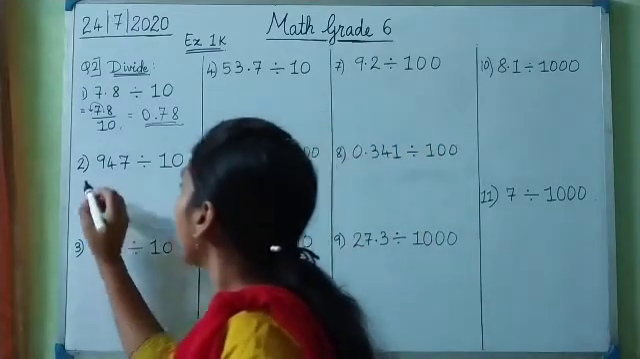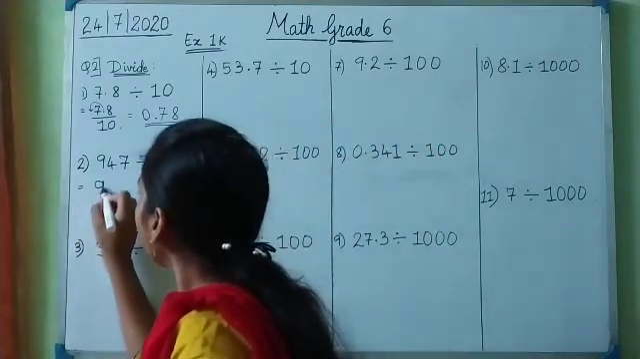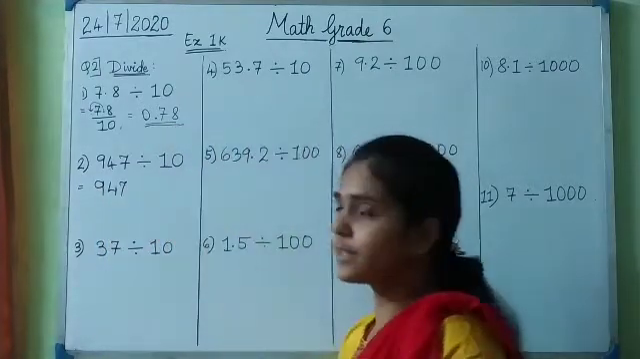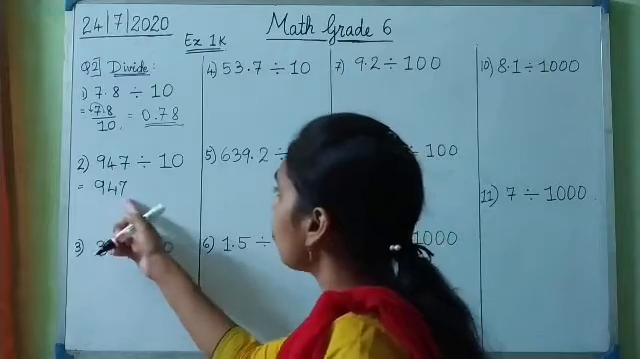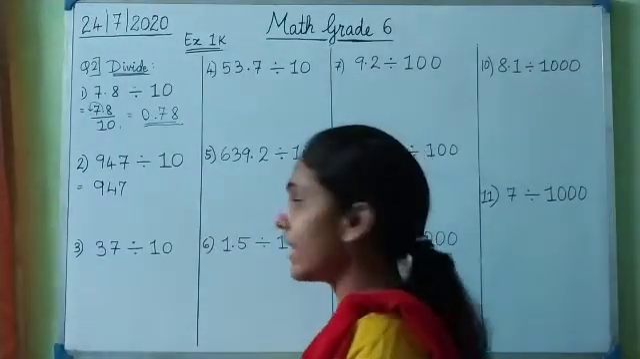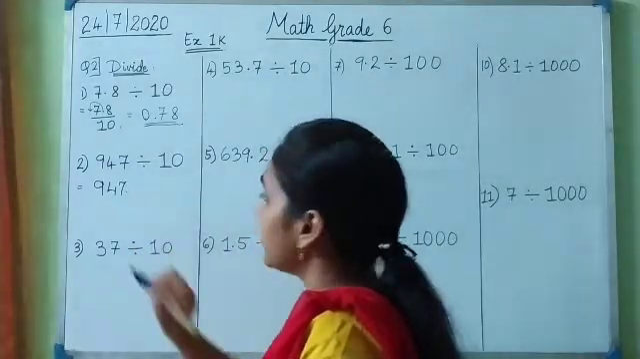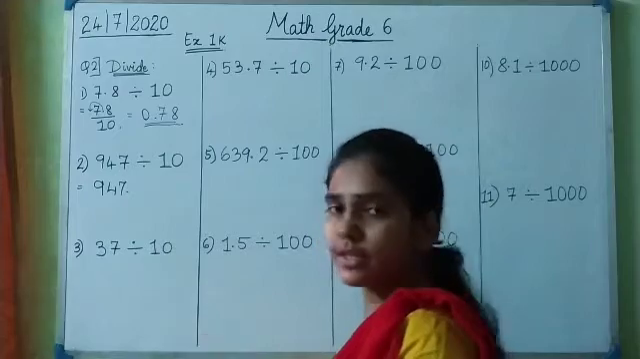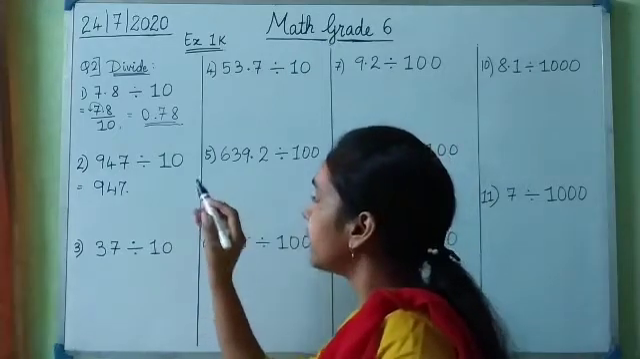Now the second number is 947, divided by 10. Here there is no decimal point in this number, right? If there is no decimal point, where is it? It is at the end. So it is here.